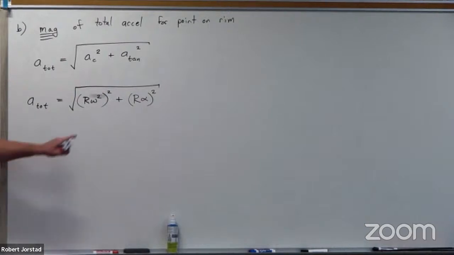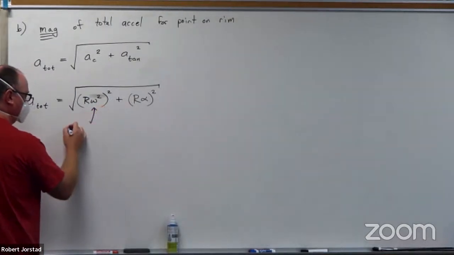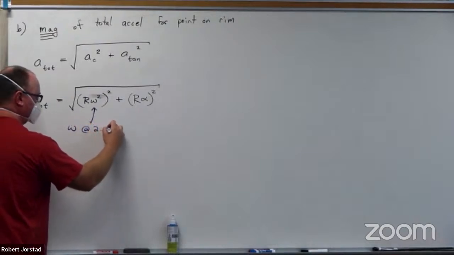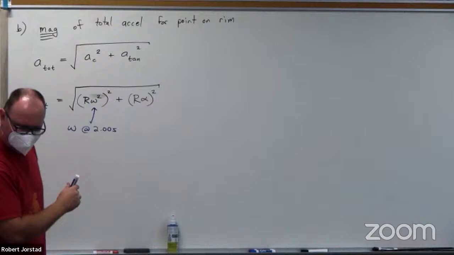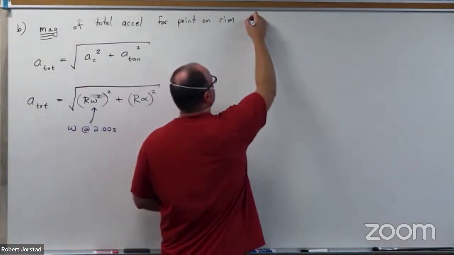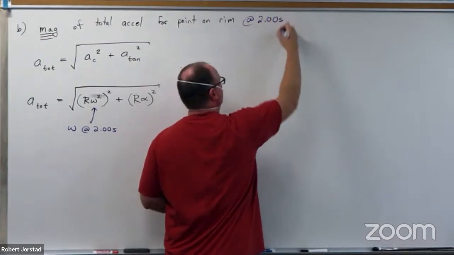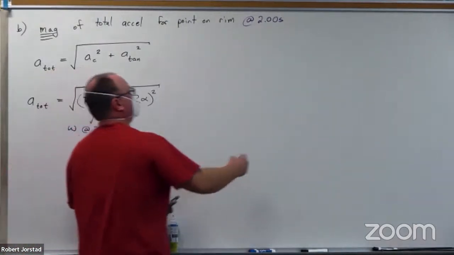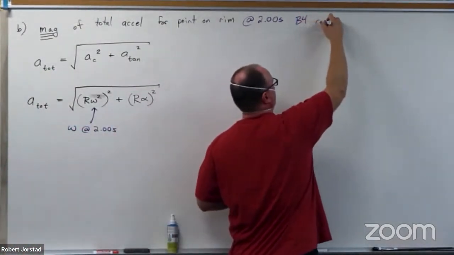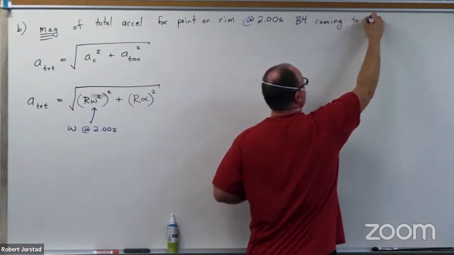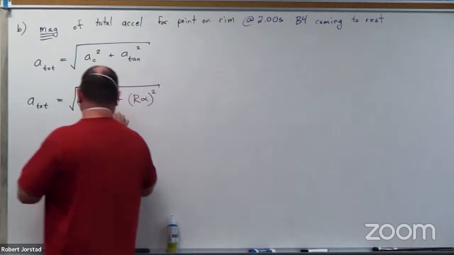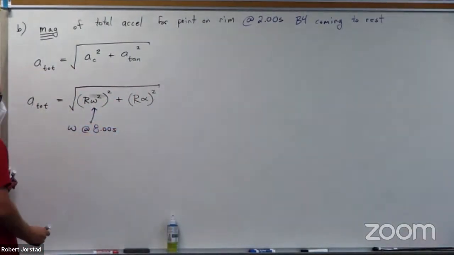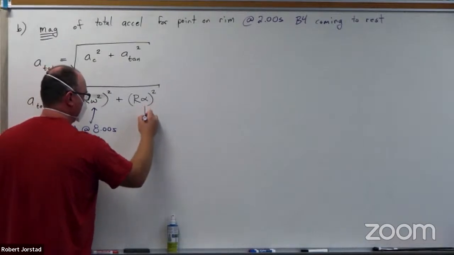Well, wait a minute. Don't we know omega and alpha here? Ooh, we've got to be careful. We need to get this value at 2.00 seconds. Wasn't it at 2 seconds? Sorry, I forgot to write the whole question down. Well, 2 seconds before something. Oh, 2 seconds before coming to rest. So at what time? 8 seconds. Nice job. So we want it at 8 seconds. You agree? And we need alpha at 8 seconds.